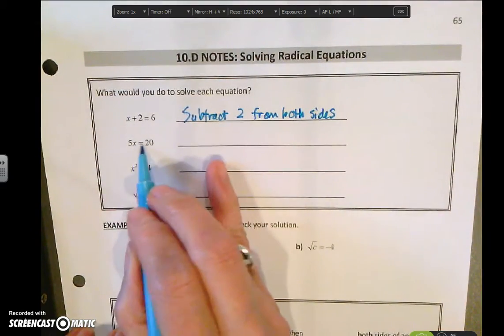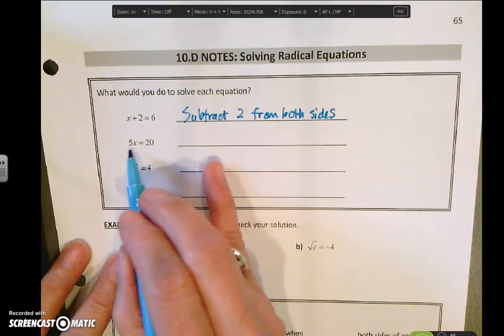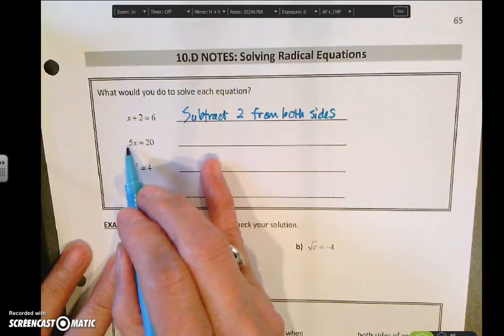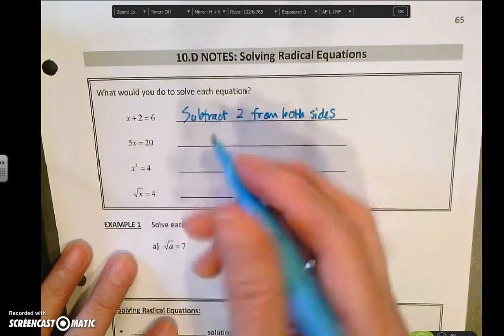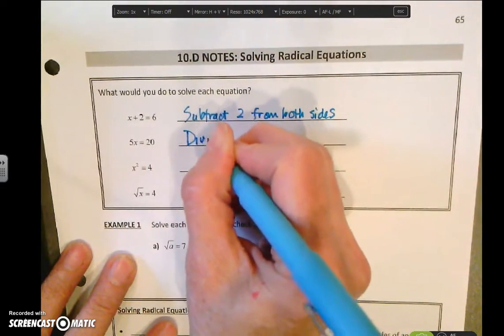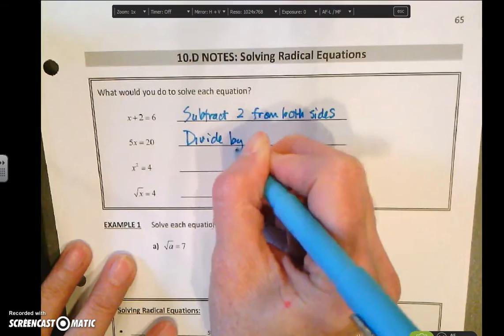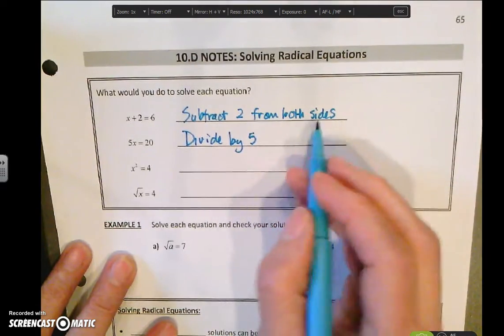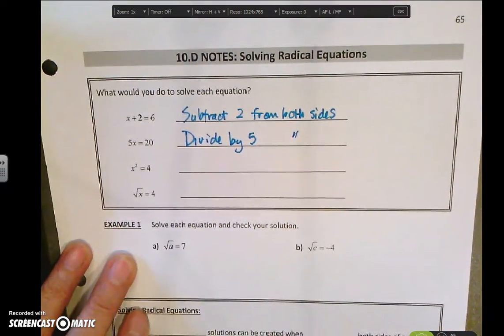All right, if I have 5x is equal to 20, what would I do? Well, it's 5 times, so to undo it, I'm going to divide both sides by 5. So I'm going to say divide by 5, and I'm not going to write from both sides.